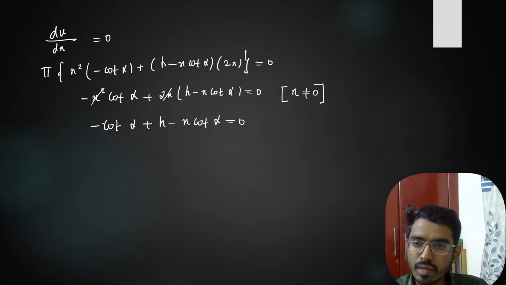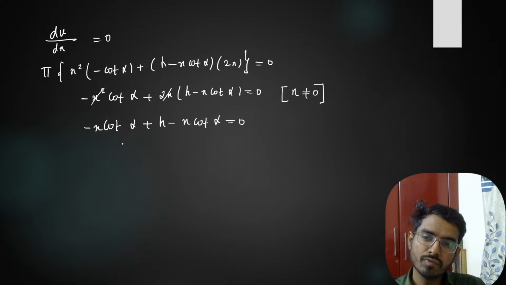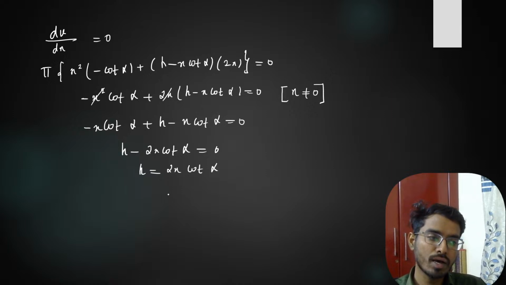I think one x will be here, because we are removing only one x. This minus x. So this will be h minus 2x cot alpha is equal to 0. So h is equal to 2x cot alpha.